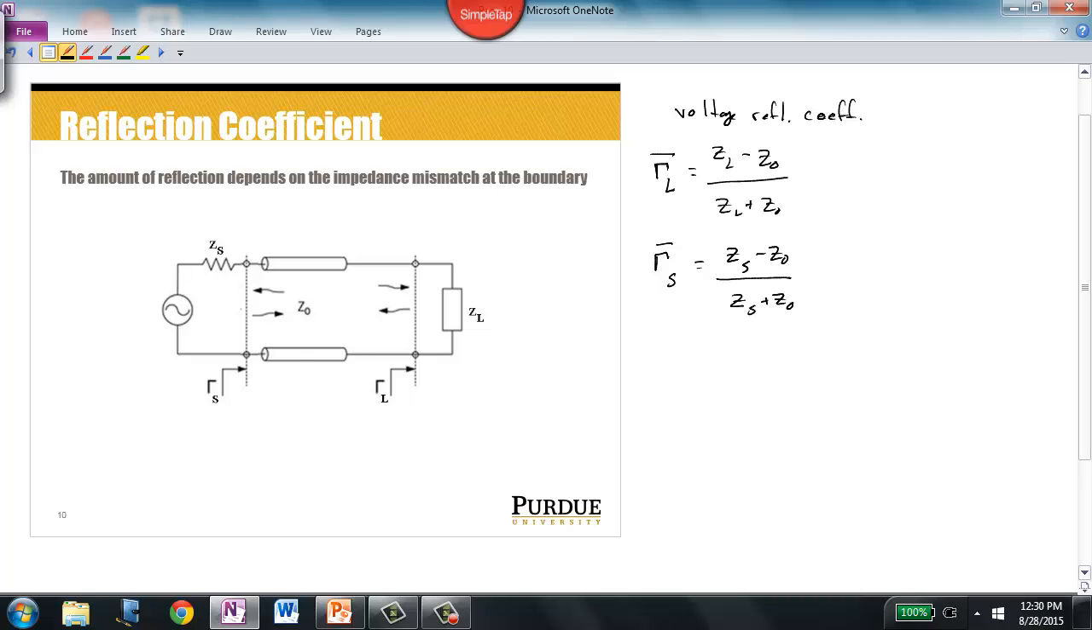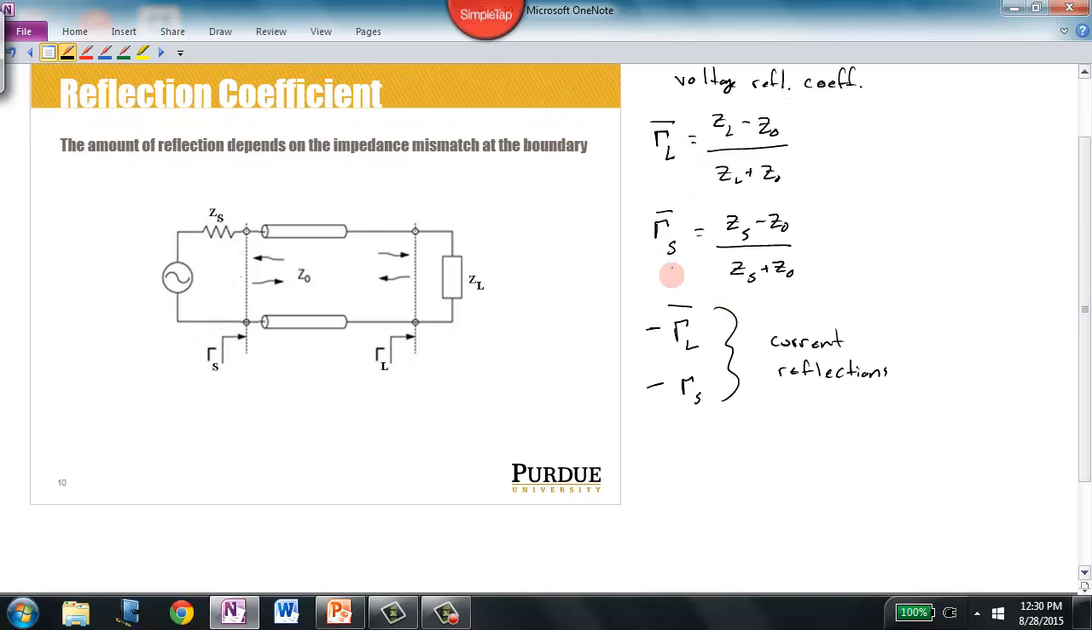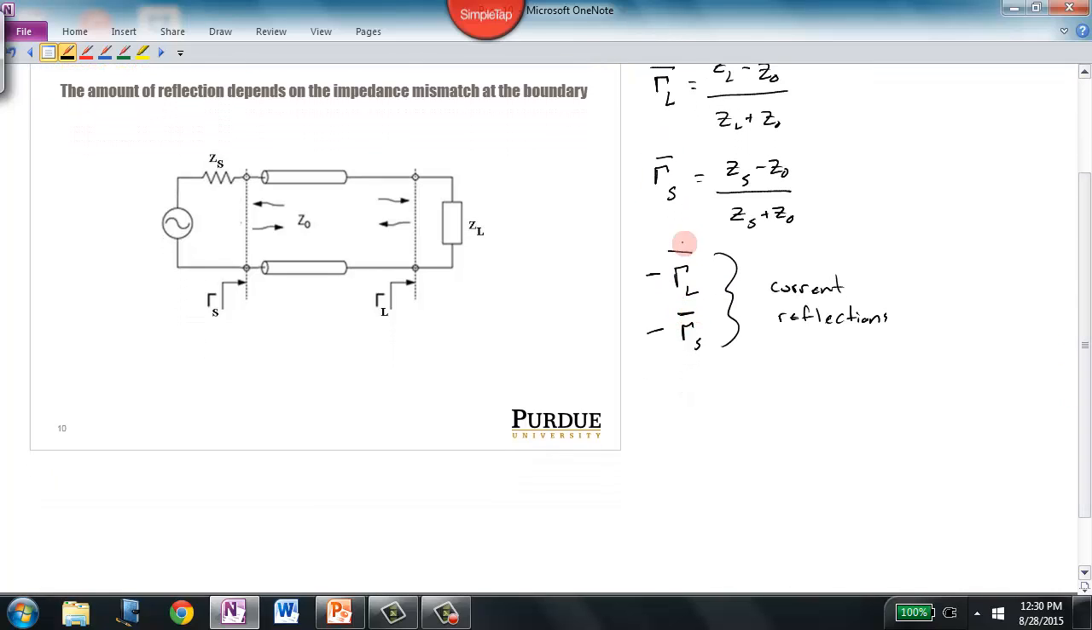At the impedance boundaries, both the voltage and the current are reflected, and these are voltage reflection coefficients. It turns out that the current reflection coefficient is just minus gamma L and minus gamma S. So these are current reflection coefficients. And I will say, although this number can be complex, gamma L, gamma S, for either a voltage or a current, very typically we don't note it as a vector.